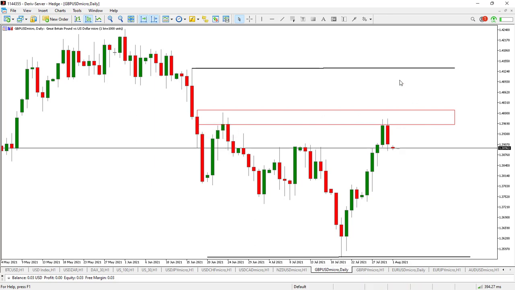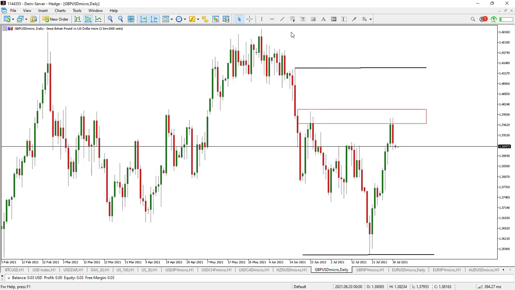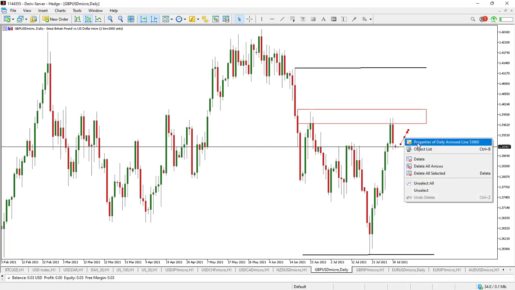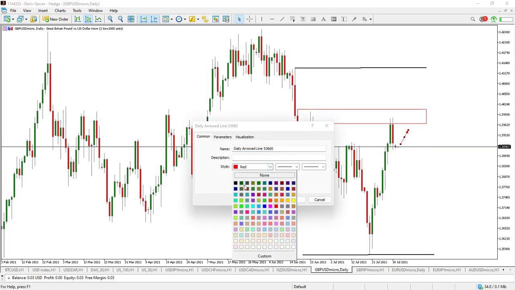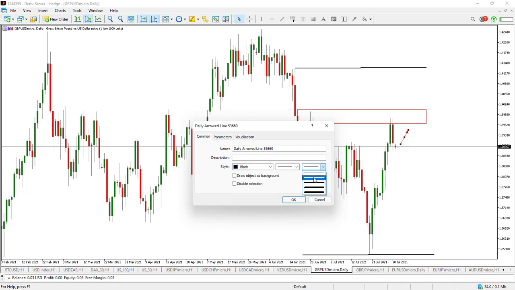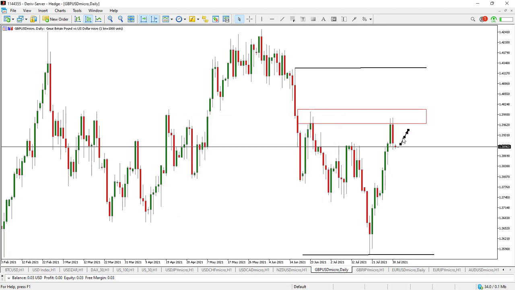This is where I'm anticipating the market will go from here. From this week they might give us this kind of move. Let me change this to black and make it bold. This should be your target for this week, guys, on GBP USD.